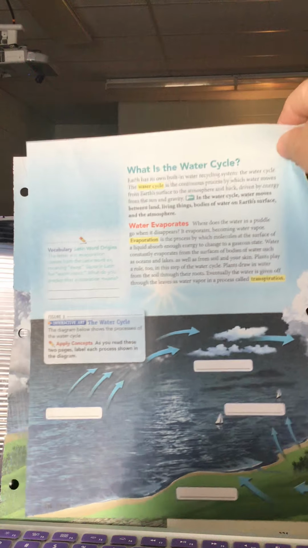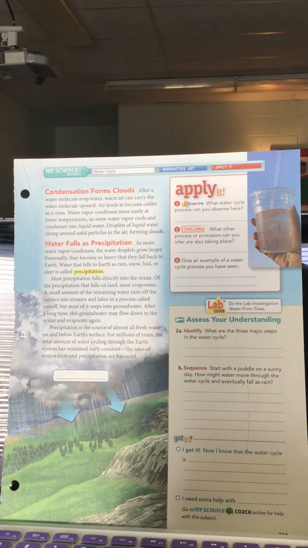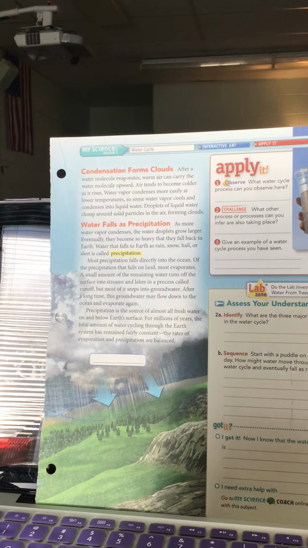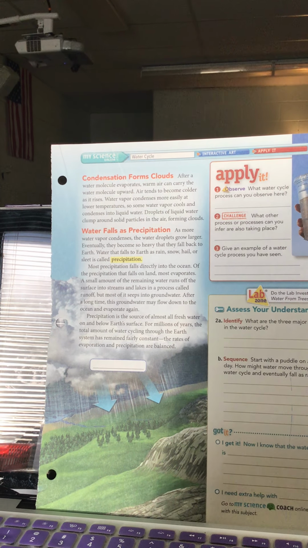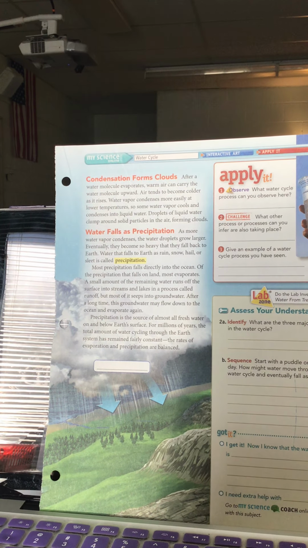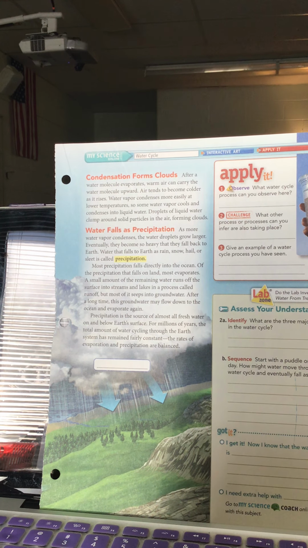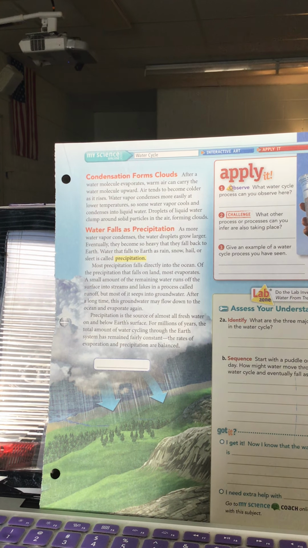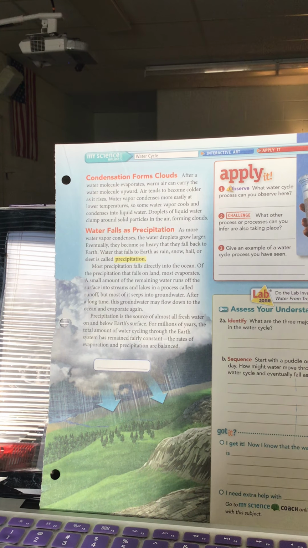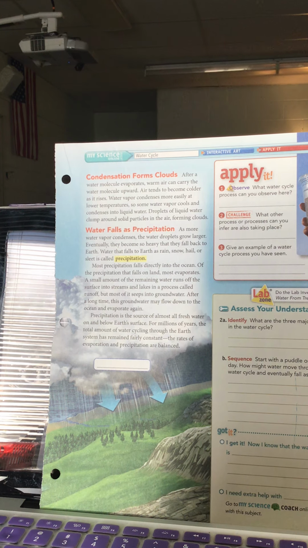Page 331. Condensation forms clouds. So after the water molecules evaporate, so they get pulled up into the clouds, warm air can carry the water molecules all the way up. Air tends to become colder as it rises. Water vapor condenses more easily at lower temperatures. So the particles join back together. So some water vapor cools and condenses into liquid water. Droplets of liquid water clump around solid particles in the air, forming clouds. So the water vapor joins with the particles in the sky and you get clouds.